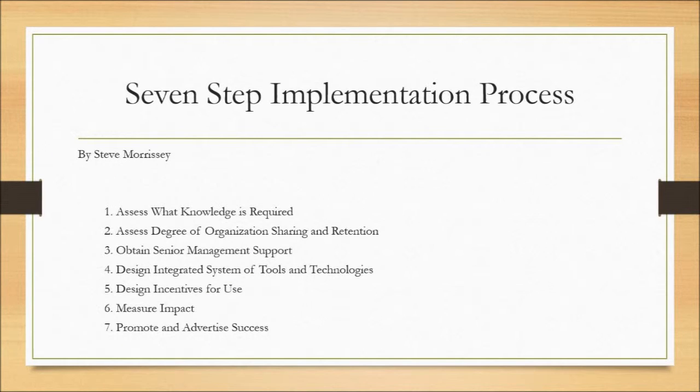7-step implementation process by Steve Morrissey. Number 1. Assess what knowledge is required. Number 2. Assess degree of organization, sharing, and retention. Number 3. Obtain senior management support. Number 4. Design integrated system of tools and technologies. Number 5. Design incentive for use.